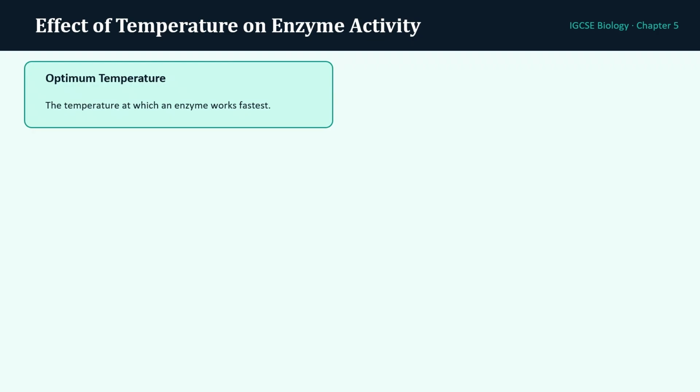Every enzyme has an optimum temperature. This is the temperature at which it works fastest, at its peak activity. For most human enzymes, this optimum temperature is around 37 degrees Celsius, which is our normal body temperature, and it makes sense, right? Now look at these three zones I will be discussing on this slide.